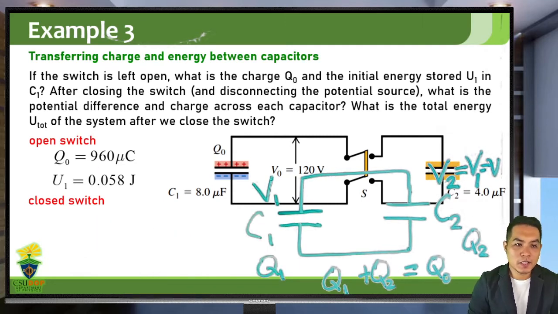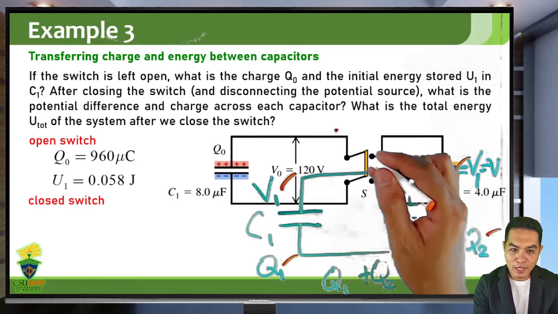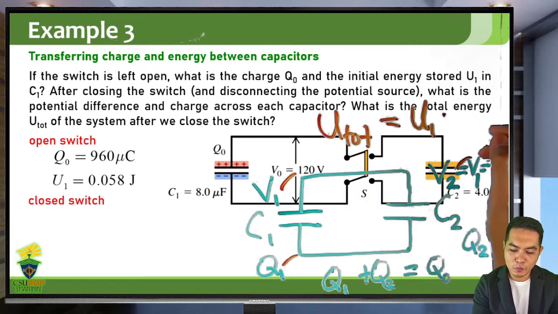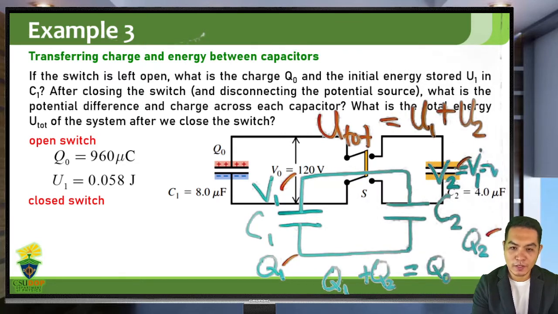Okay, so the question now for the second problem is, after closing the switch and disconnecting the potential source, what is the potential difference and charge across each capacitor? And what is the total energy of the system after we close the switch? So basically, we need to find V1, V2, which is just the same, Q1 and Q2, and the total energy of the system, which is just the energy of capacitor 1, U1, plus the energy of capacitor 2. Okay.